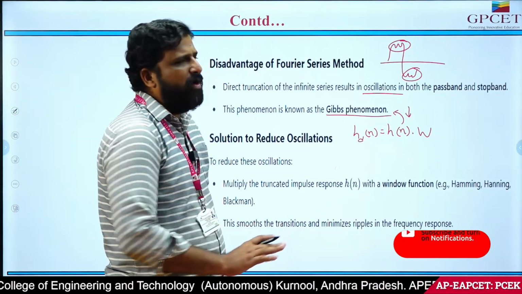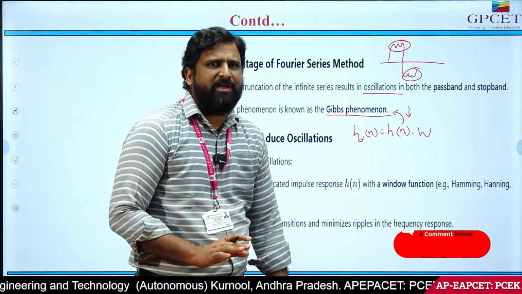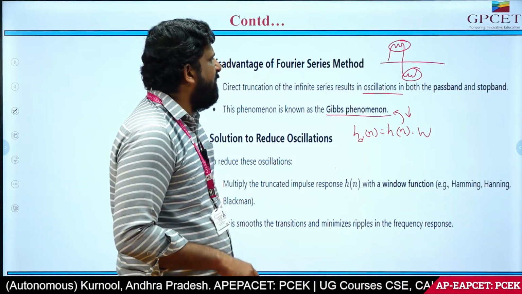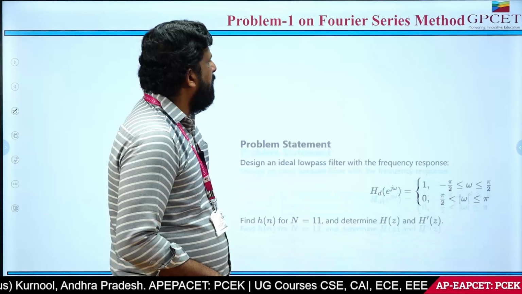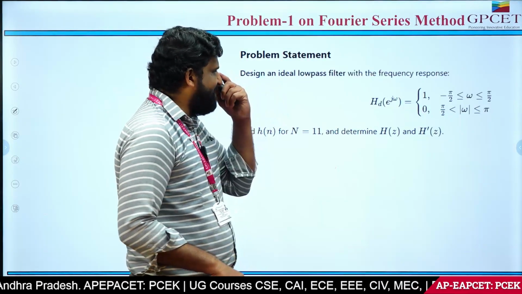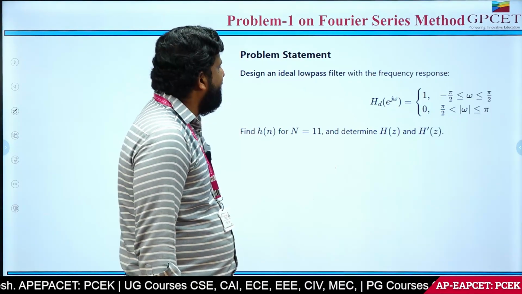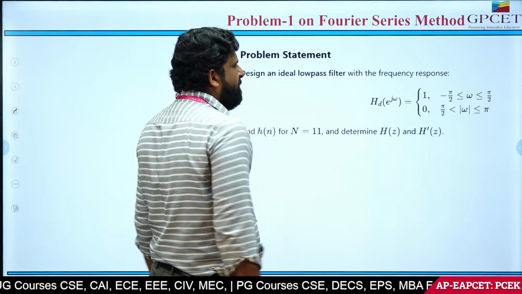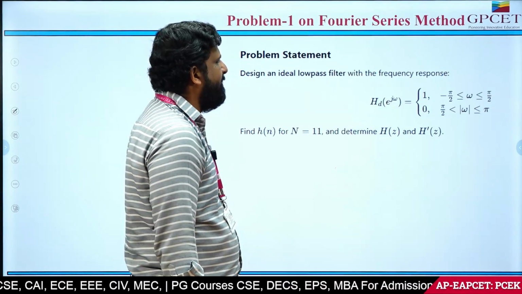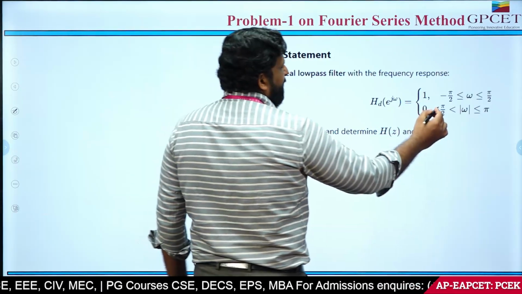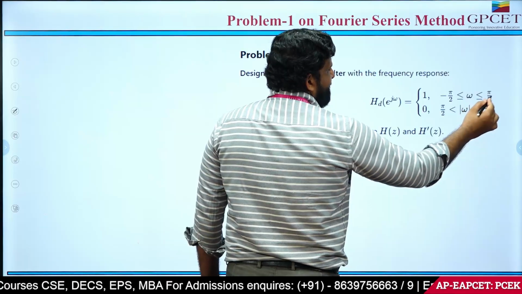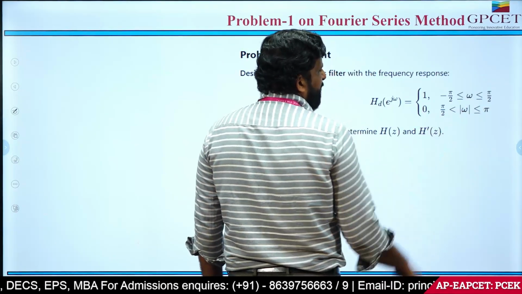Fine. Now we have clarity about the steps of the design of FIR filter by using the Fourier series method. Let me look at one problem. Design an ideal low pass filter with frequency response HD of e power j omega equal to 1. When will it be 1? Within the limits minus pi by 2 less than or equal to omega less than or equal to pi by 2. Otherwise it will be 0.